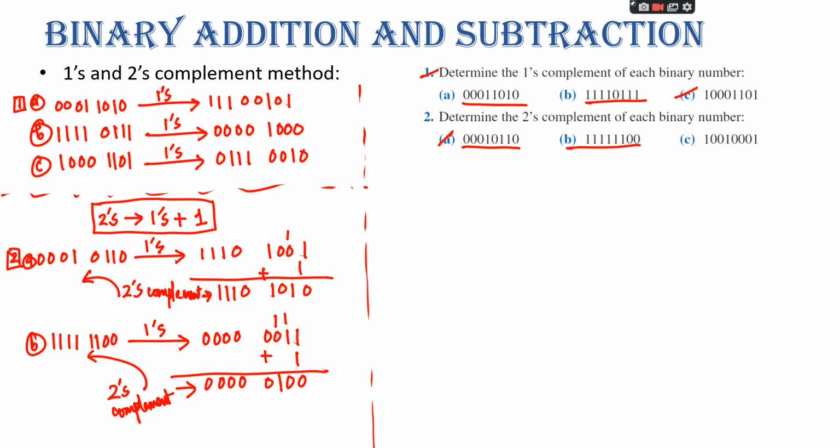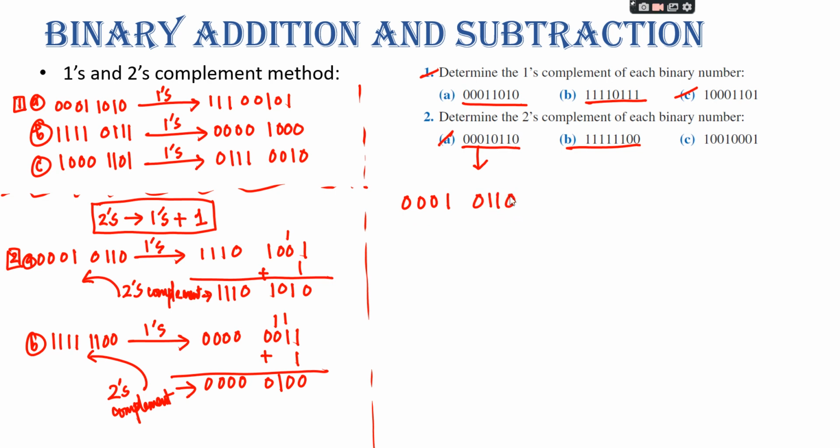So now this method takes some time. So we need to learn some shortcut methods by which we can get the 2's complement without getting the 1's complement and adding 1 with it. So how can we do that? So now first I am taking this number. So what is your number? 0 0 0 1 0 1 1 0.